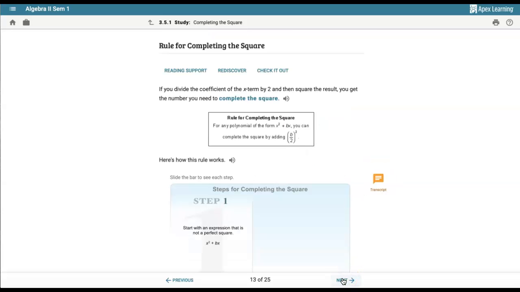All right, and this is super, super important, so write this guy down here. Rules for completing the square. For any polynomial in the form x squared plus bx, you can complete the square by dividing b by 2 and then squaring that answer.